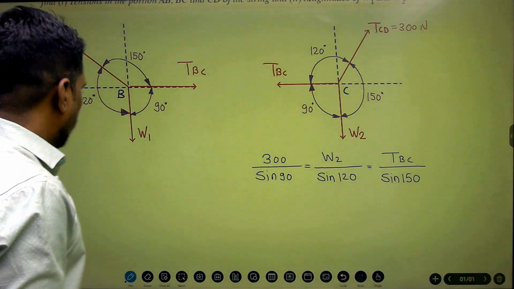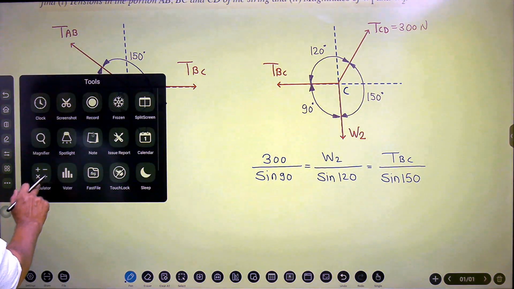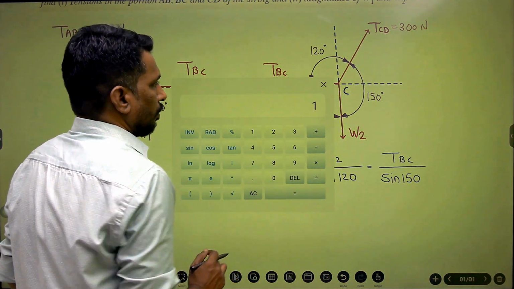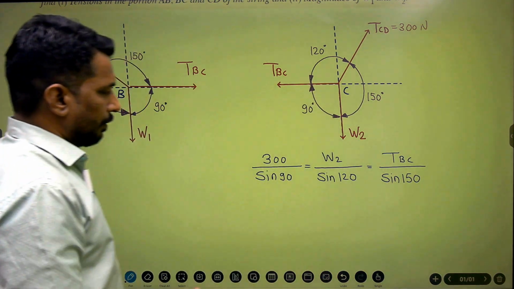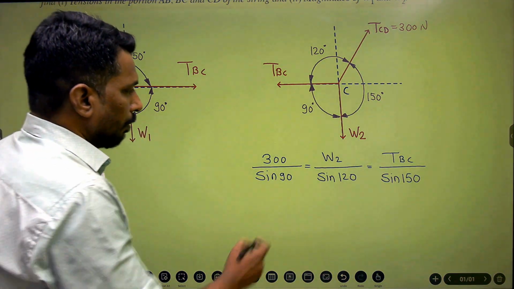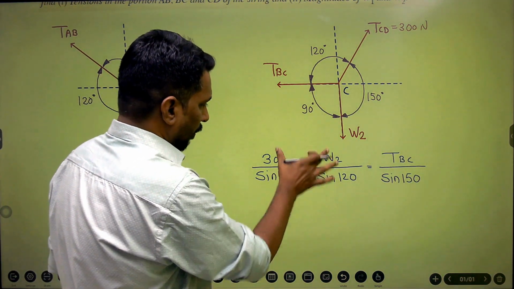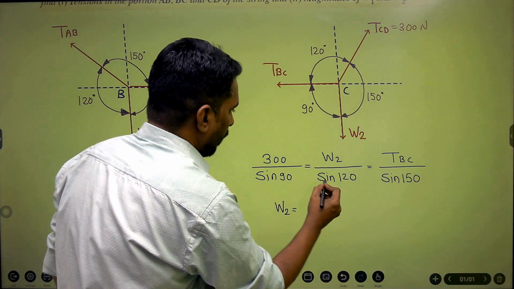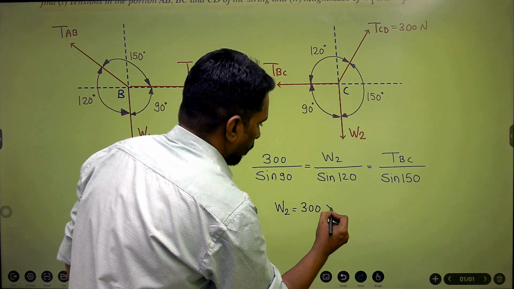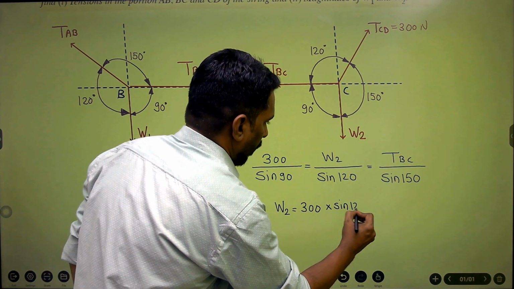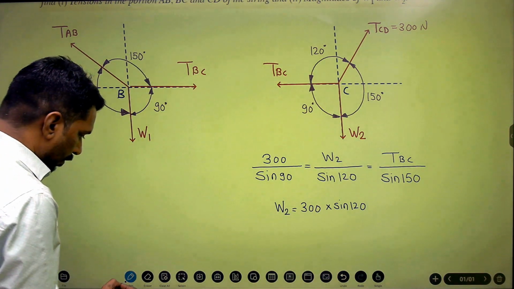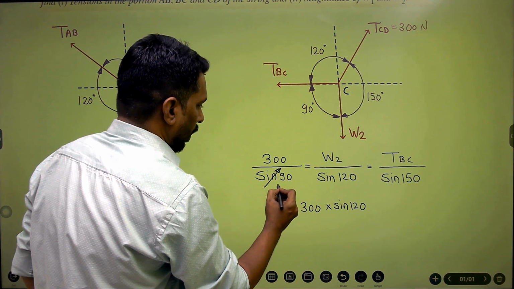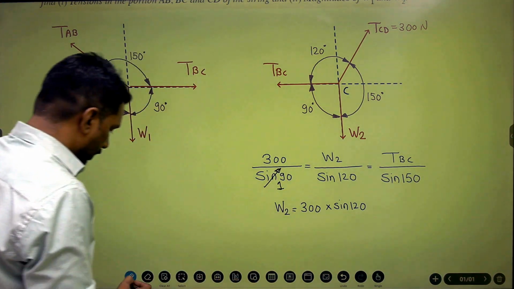Okay, so if you see here, sine 90 is always 1. Okay, sine 90 is always 1. So here the equation becomes, for the W2 I'll write, if I equate these two fractions, then W2 is equal to 300 into sine 120. For better understanding, I'll mention here sine 90 is equal to 1. Okay, so the idea is clear to you.